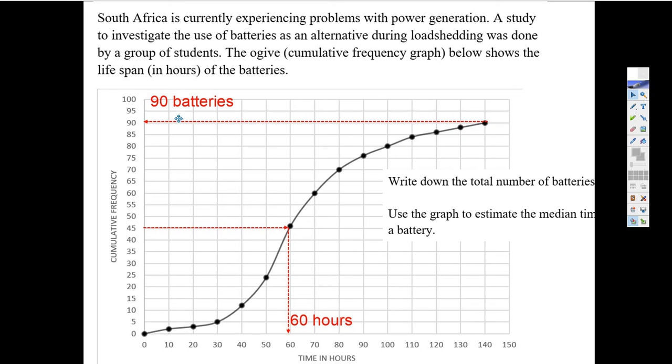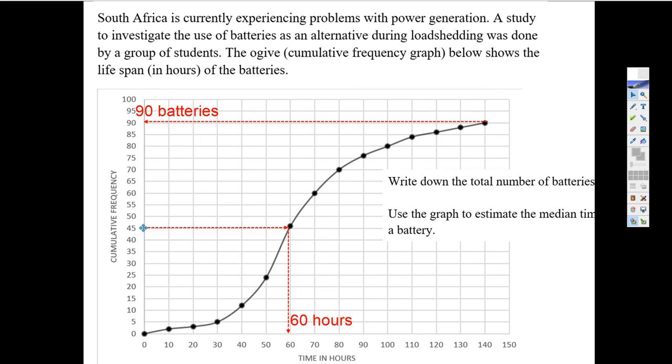What's the total number of batteries? Well, all the batteries added up together are 90. There are 90 batteries. Okay. Use the graph to estimate the median time of the battery. Well, there's 90. If there were 90 batteries, 45 would be right about in the middle.